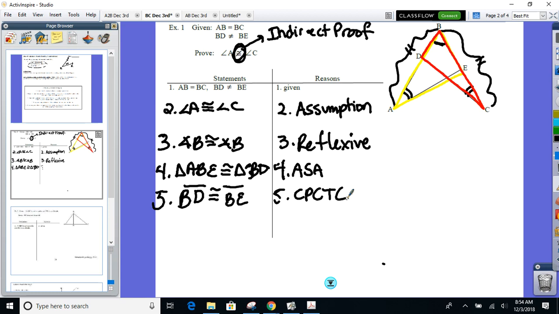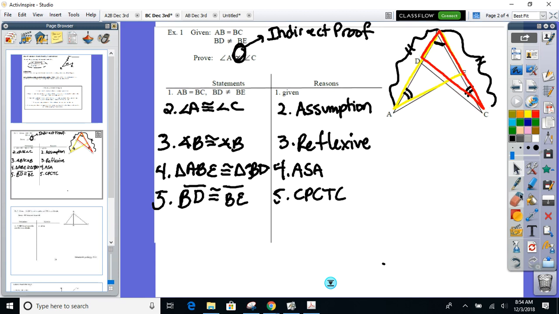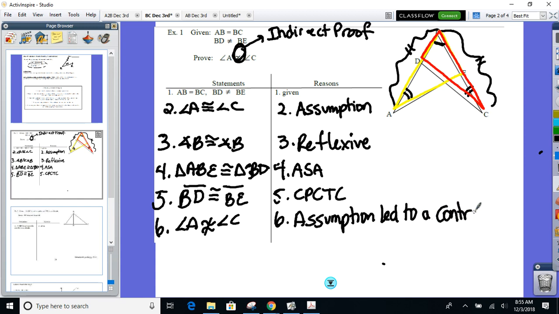Okay, so we're going to finish this up. Once I have a contradiction, I'm going to finish this up now. By saying, okay, angle A then is not congruent to angle C. And here's our final reason in any indirect proof we do. Our assumption led to a contradiction.